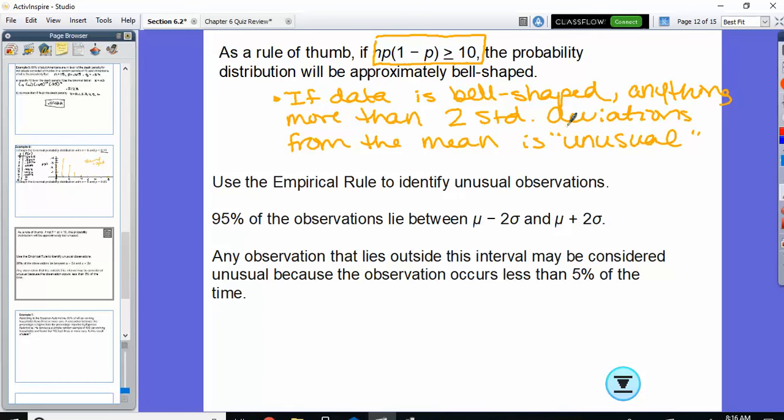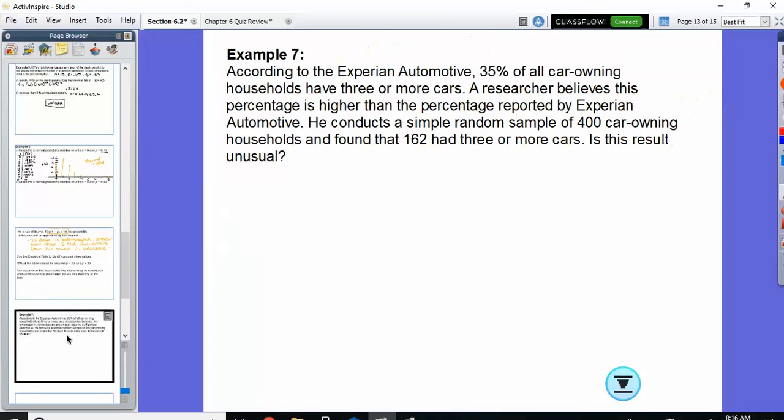So I'd like to look at one example of this. Okay. So this was an example we were using on Friday. 35% of all households have 3 or more cars. A researcher believes that the percentage is higher. So he takes a simple random sample of 400 car-owning households and found that 162 had 3 or more cars. Is this unusual?